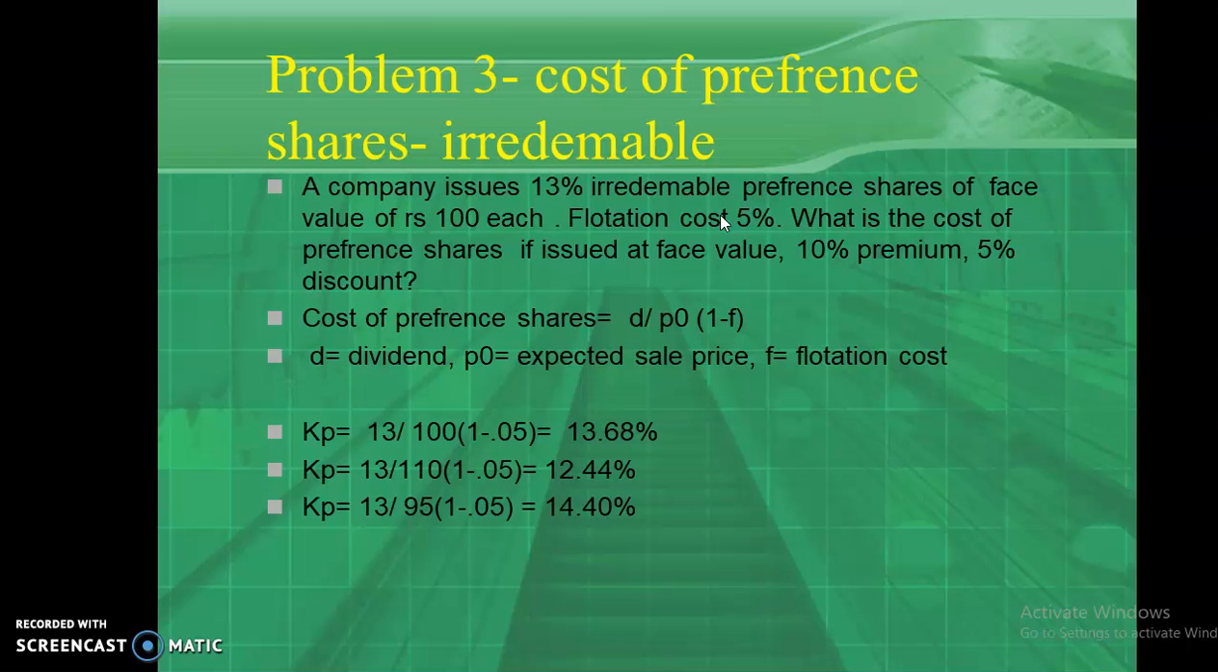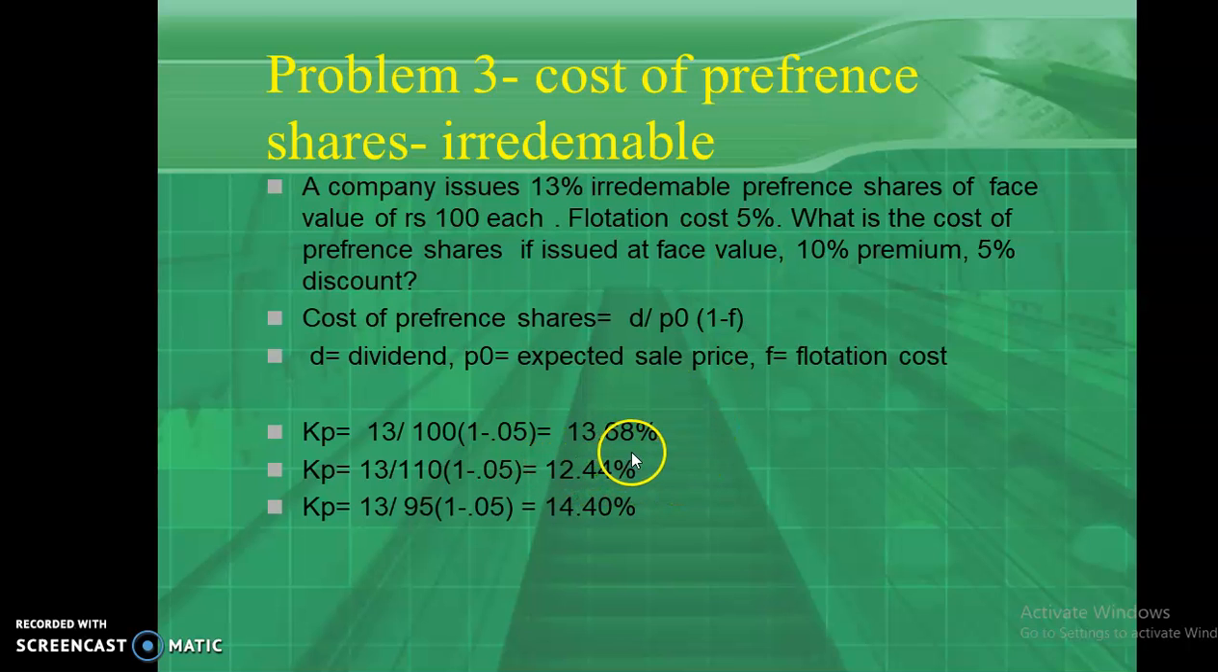So first we can work out the first question, that is, what is the cost of preference shares if it is issued at face value? So what is the dividend amount? Let's look into that. 100 into 13 by 100, 13 rupees the dividend amount. 13 divided by, what is the expected sale price when it is issued at face value? 100 itself. So 100 into 1 minus, what is the flotation cost? 5%. So 5 by 100, 0.05. Close the bracket. You will get 13.68%. This is the cost of preference shares when the company issued at face value.